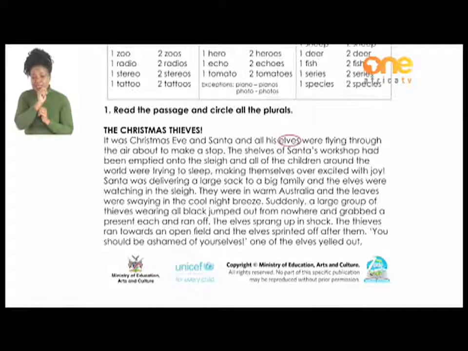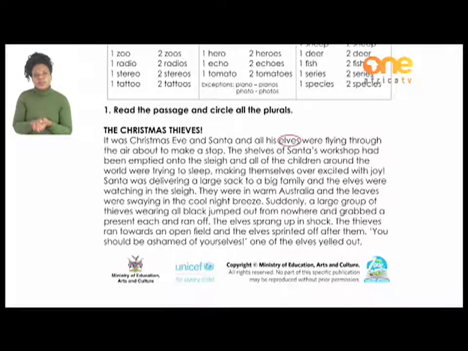to make a stop. The shelves of Santa's workshop had been emptied onto the sleigh, and all the children around the world were trying to sleep, making themselves overexcited with joy. Santa was delivering a large sack to a big family, and the elves were watching in a sleigh. They were in warm Australia, and the leaves were swaying in a cool night breeze.